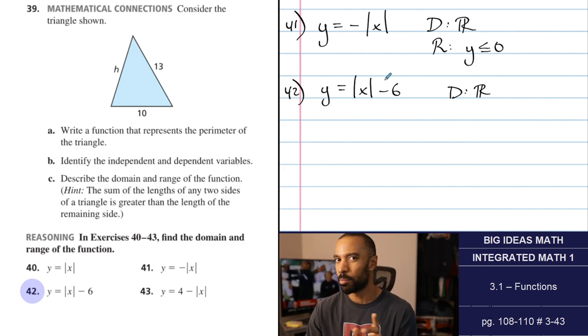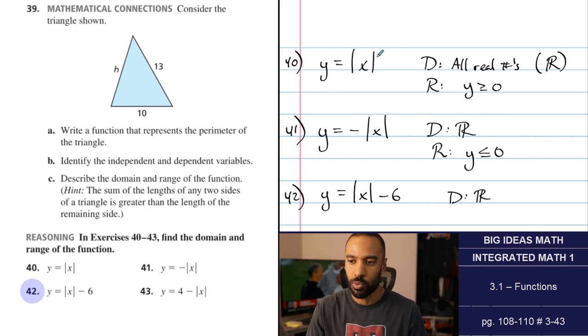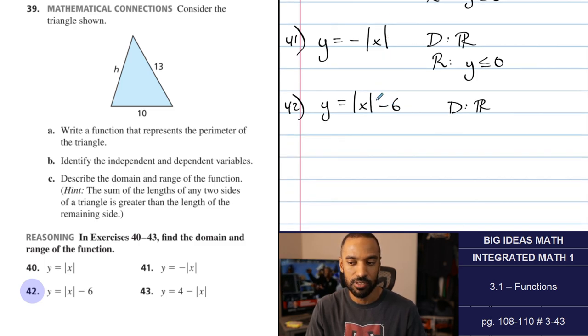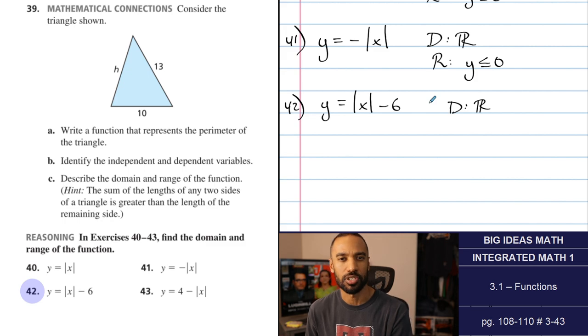Can I get any negative number? No. Remember, on this equation, the smallest y value I could ever get was 0. What if I subtracted 6 from the smallest number I could get? Well, then the smallest number I could get is negative 6. If I plug in 0 for x, absolute value of 0 is 0, minus 6 is negative 6. Can I get a number smaller than negative 6 for y here? No. If 0 is the smallest number I can get from the absolute value, subtracting 6 from it is the smallest y value I can get.